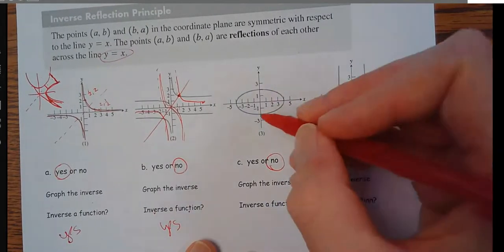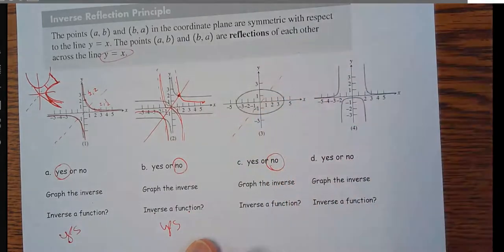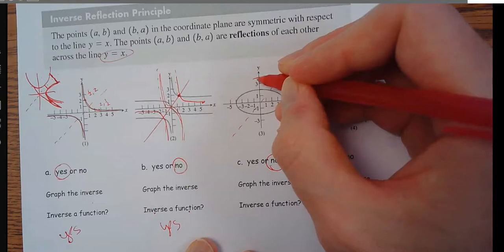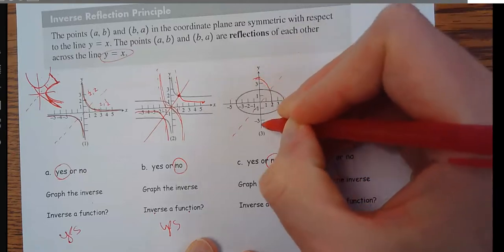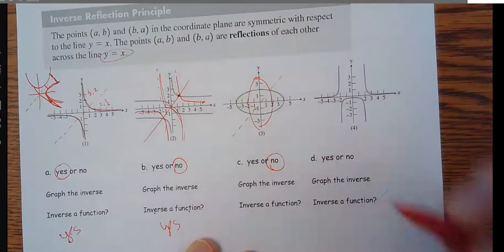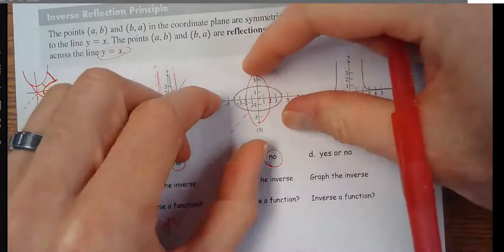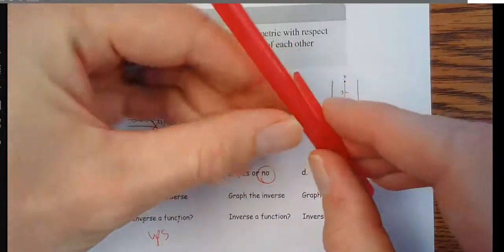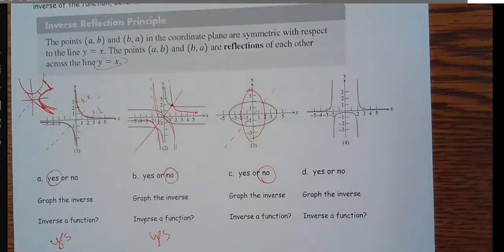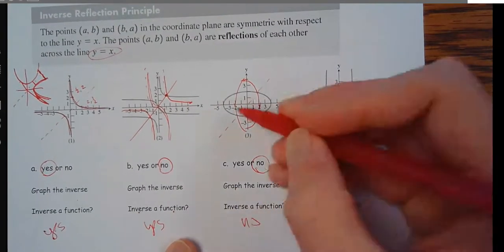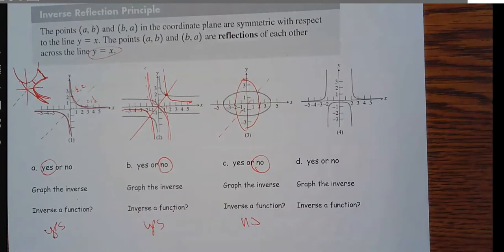If I want to graph this guy, and I'm reflecting it here, let's see how wide that should go, down to 2. It'll look something like that when you reflect it. So you just flip it this way, right? So it is here, flip it over that way, flip all the points over. So graph the inverse now. Is the inverse a function? No, neither one's a function on that one.